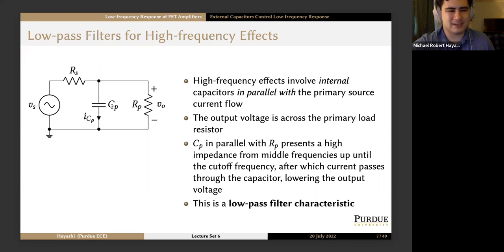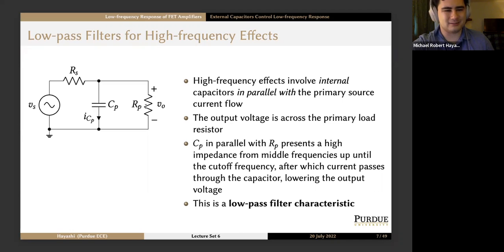And then we have C sub P being our capacitance that is in parallel with the primary load resistance, and thus it acts as a diversion for current, diverting more and more current at higher and higher frequencies. So as you go from the middle frequencies up until the upper cutoff frequency, it goes from being a very high impedance and basically an open circuit until it conducts sufficient current, and then eventually more current through the capacitor than through R sub P. And then because more current is going through the capacitor and you get very low current through R sub P, that means the voltage across R sub P decreases.